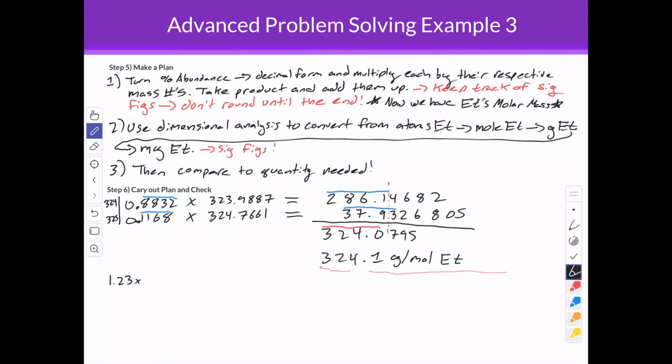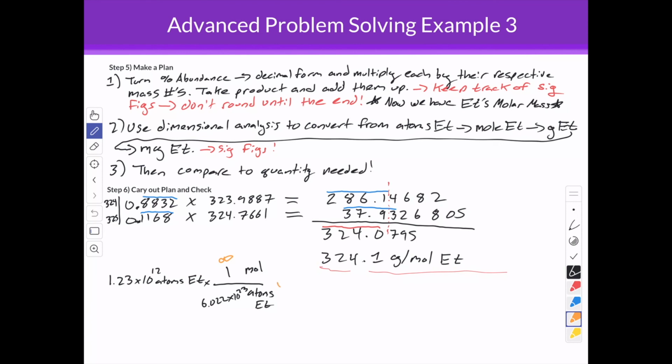1.23 times 10 to the 12 atoms of ET times... how do we go from atoms to moles, as our steps say? We put atoms of ET in the denominator, because it has to cancel out. 6.022 times 10 to the 23, right? Avogadro's number, that is a 3, not a 2. Dang it. 10 to the 23. So 1 mole. Remember, that is an infinite sig fig there. We do not count it because it's a perfect 1.